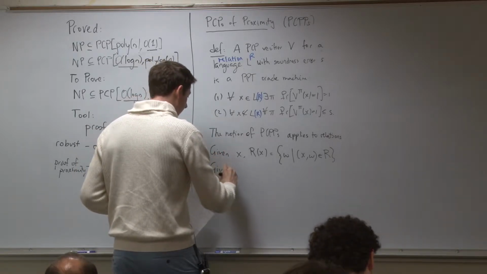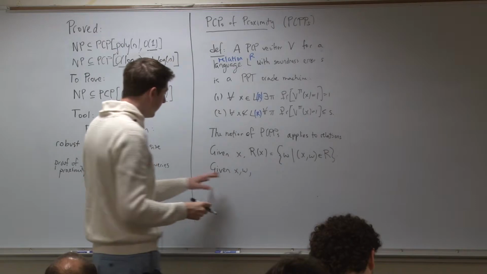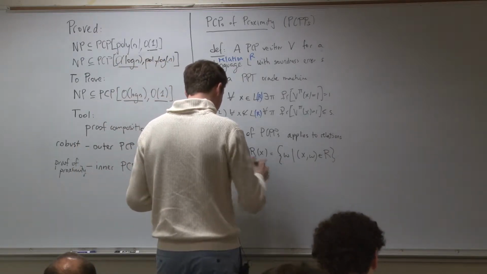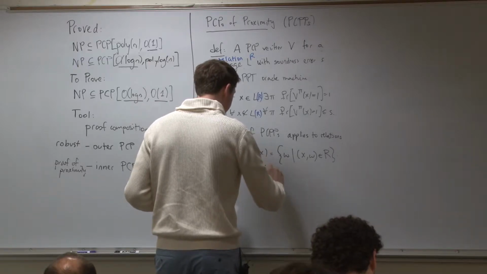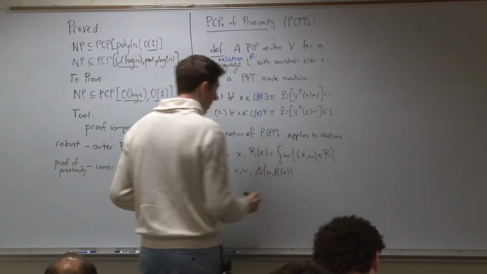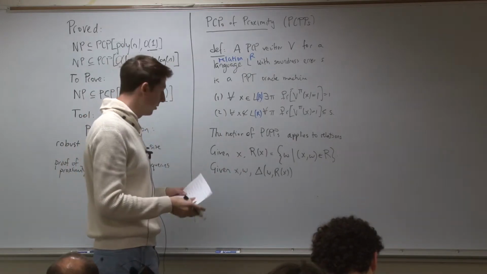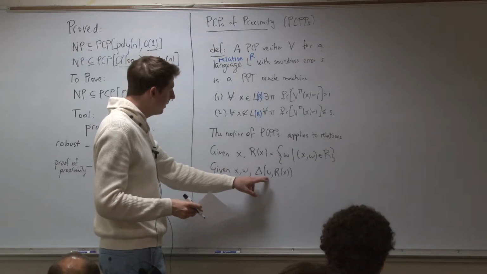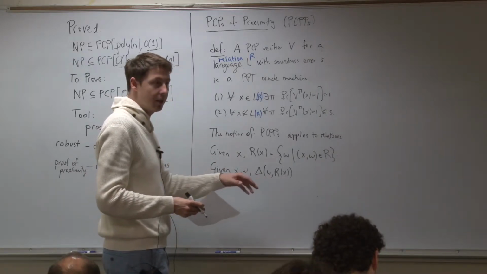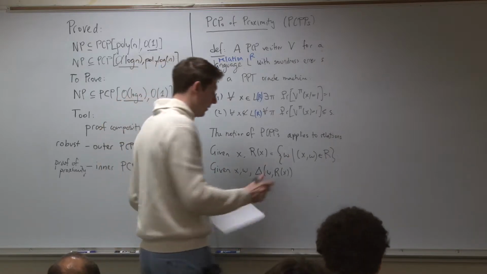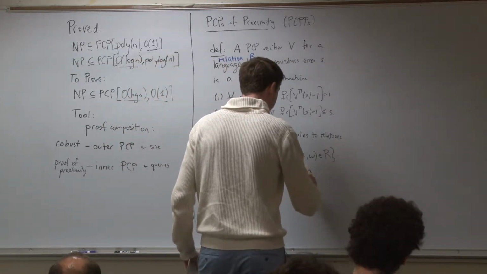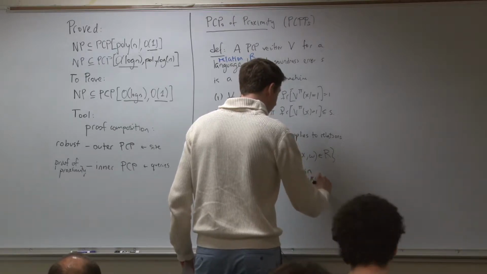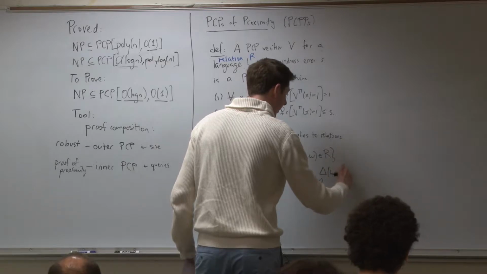Also, given x and w, so now you're giving me both an instance and a witness, we're going to define the distance of the witness. Notice the witness is just a candidate witness, so it's just some string. We're going to define the distance to the set of witnesses to be the smallest distance to anything inside that set. So this is going to be the minimum distance over w prime in R of x, delta of w, w prime.